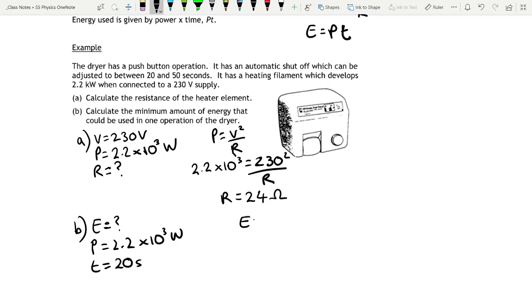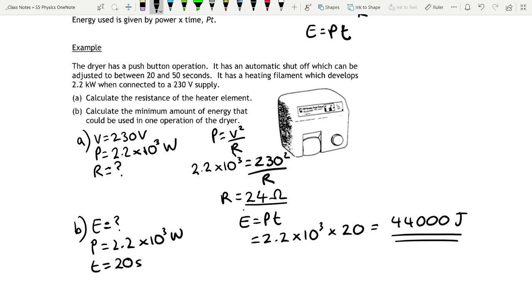So energy is power times time. So 2.2 times 10 to the 3 times 20, which comes to 44 kilojoules or 44,000 joules. Okay, so nothing new there. Everything's relatively straightforward.